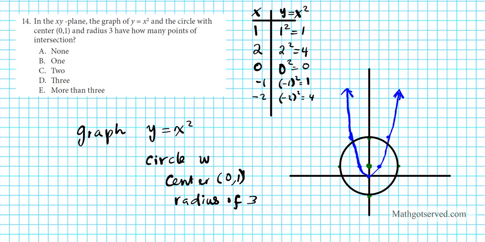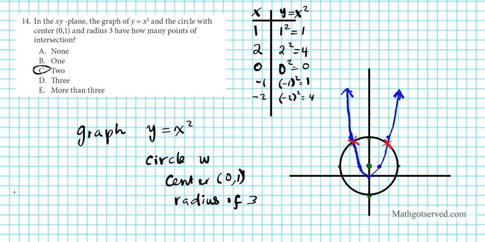How many intersections can you see? Only 2 intersections. First intersection right here, second intersection right there. Okay, so the answer to this is option letter C, 2 intersections.